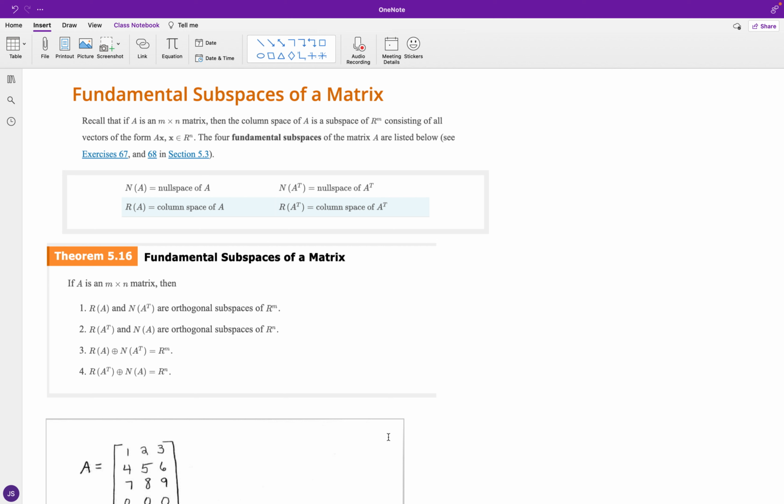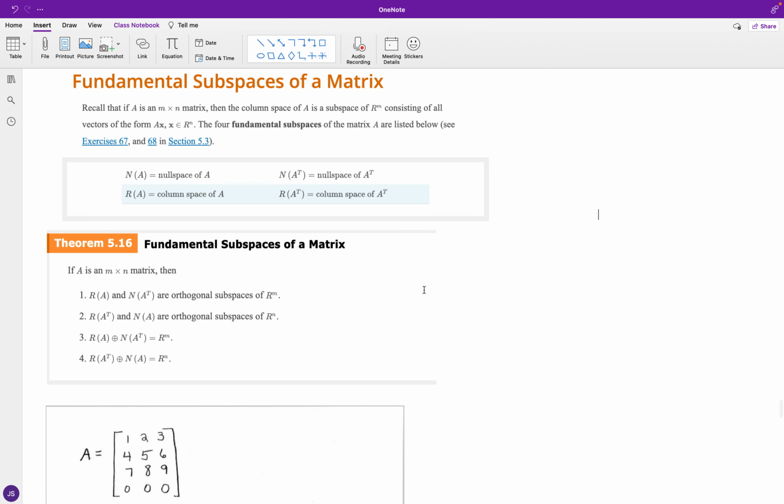It's been a while since we've looked into column space, and I'll provide a bit of a refresher on that. For N of the transpose of A, that's going to be the null space of the transpose of A. And for R of the transpose of A, that's going to be in reference to the column space of the transpose of A.